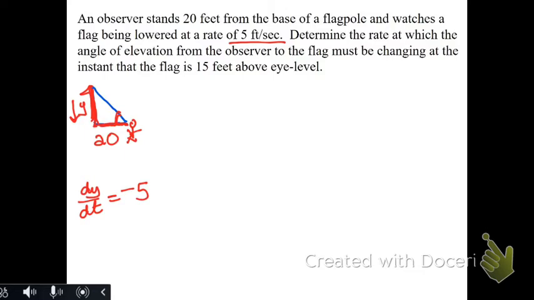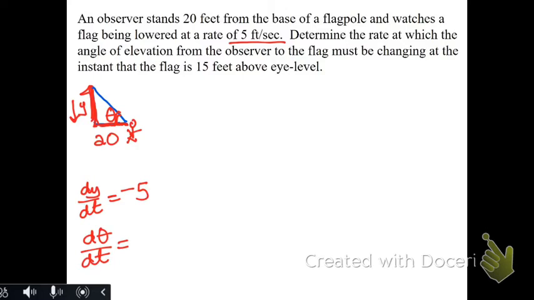Determine the rate at which the angle of elevation is changing. So we have a new variable. We have a variable that's an angle. So I'll use theta for that. There's an angle right there, and they want to know how fast that angle is changing. So the question this time is d theta/dt. How fast is that angle changing?